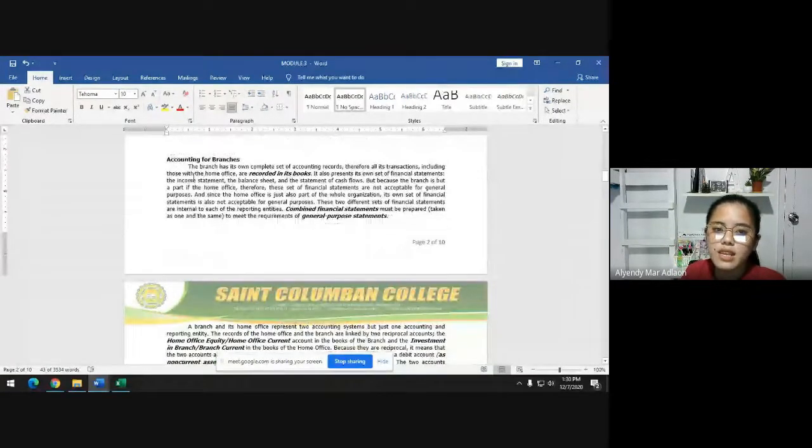So accounting for branches, the branch has its own complete set of accounting records. Therefore, all its transactions, including those with the home office, are recorded in its books. So the branches have their own books. It also presents its own set of financial statements: income statement, balance sheet, and statement of cash flows. Of course, these are their own or separate financial statements. But because the branch is but a part of the home office, this set of financial statements is not acceptable for general purposes. As I've discussed, for external reporting, they are treated as one. They are treated as combined. So whatever financial statements are prepared by the branch are not generally accepted. That's why they will have to be combined with the home office.